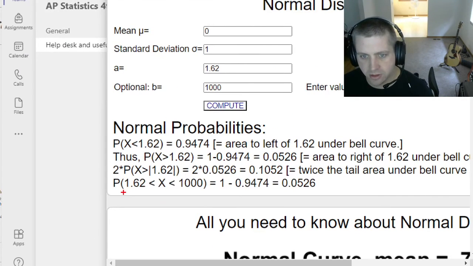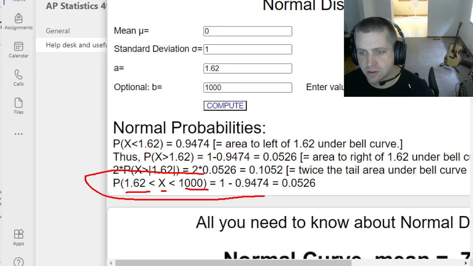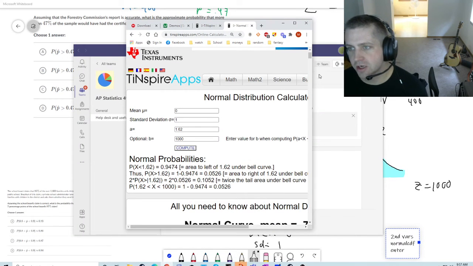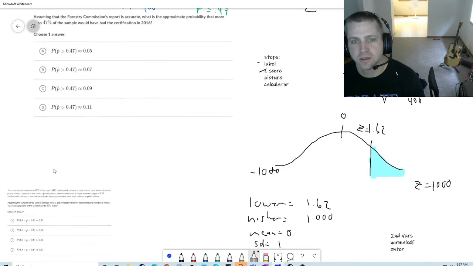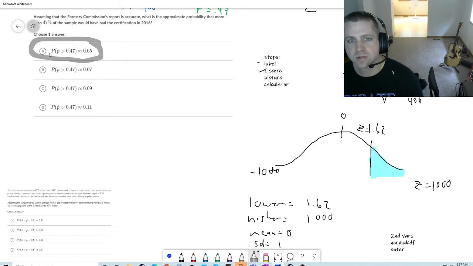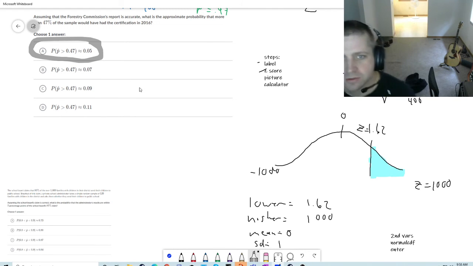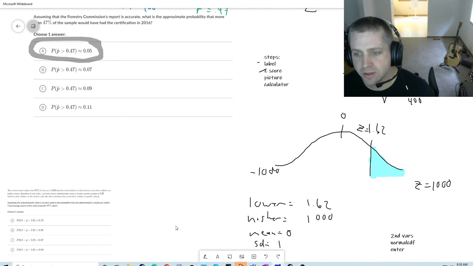This one that says between 1.62, x is in the middle of 1.62 and 1,000. On your TI, it's just very simple. So we got that shaded area is 0.0526. So the answer is actually right up here. The probability that p-hat is bigger than 47% is about 0.05, which is right around what we got. So that's one way of doing it.